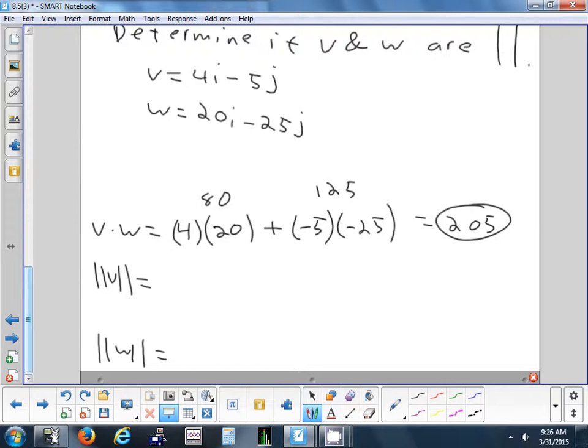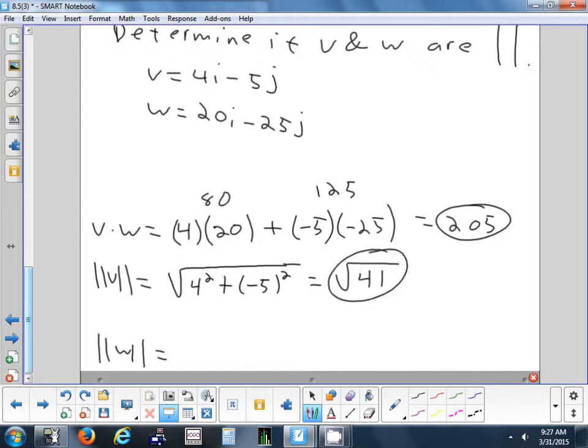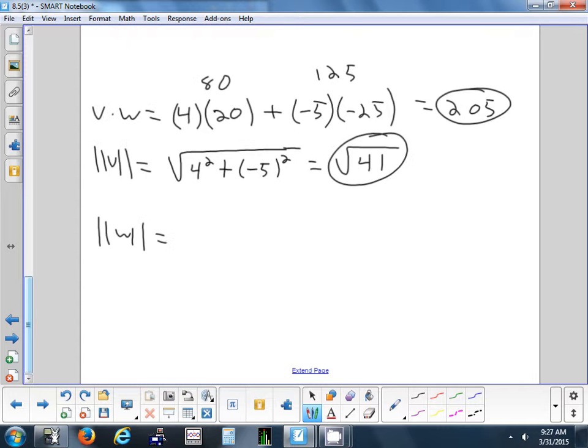Okay, Michael, how would I get the length of V? 4 squared plus negative 5 squared. Good. And that would be the square root of what? 41. Yep, 16 plus 25 is 41. And the last thing I need is the length of W.